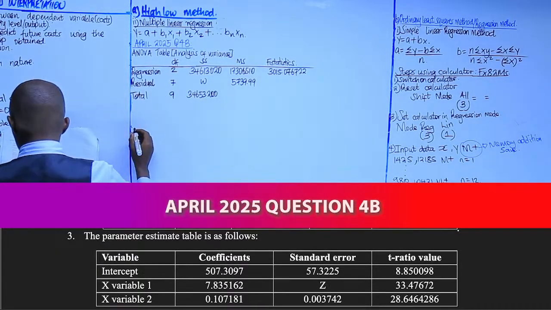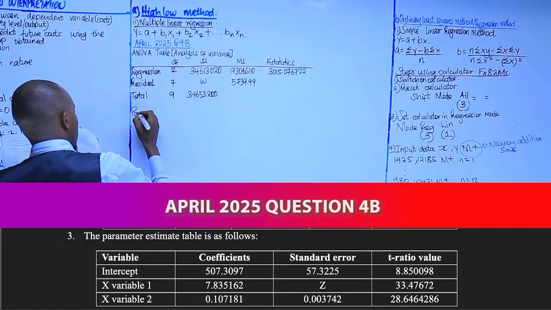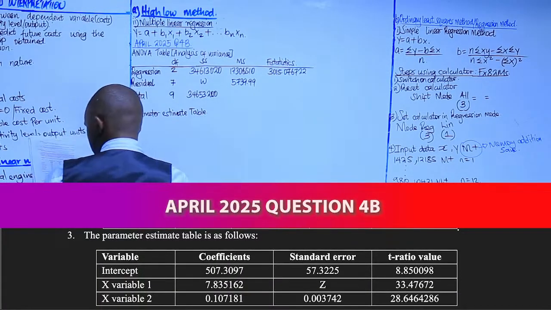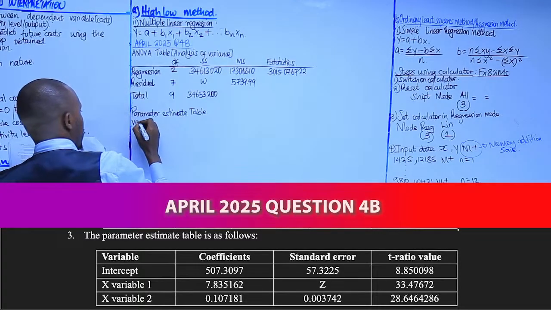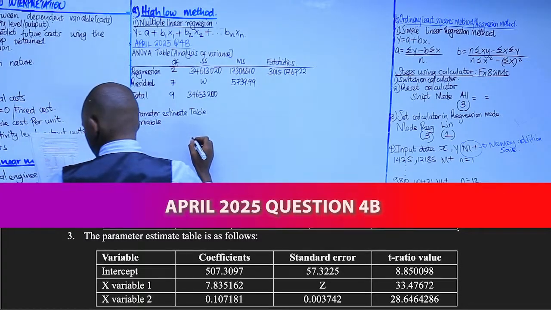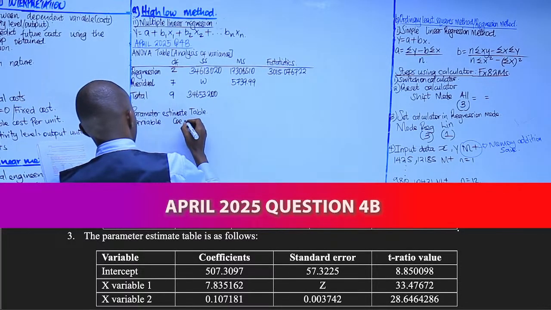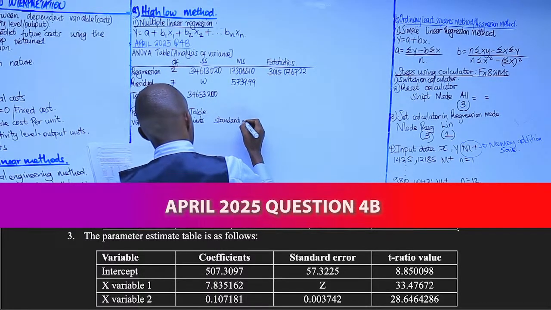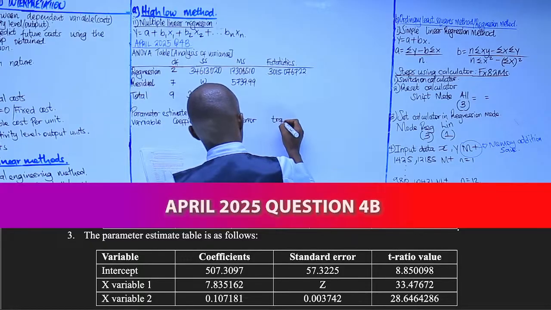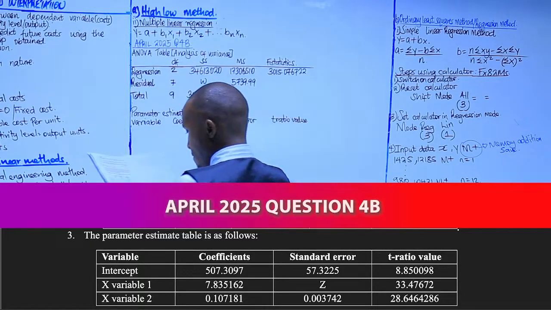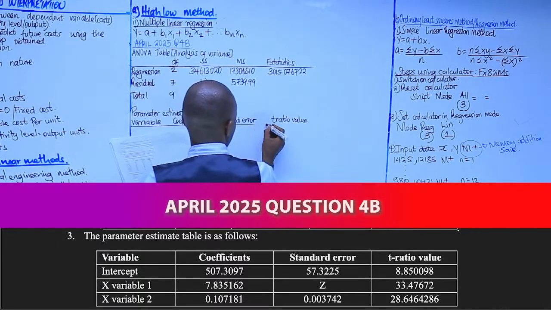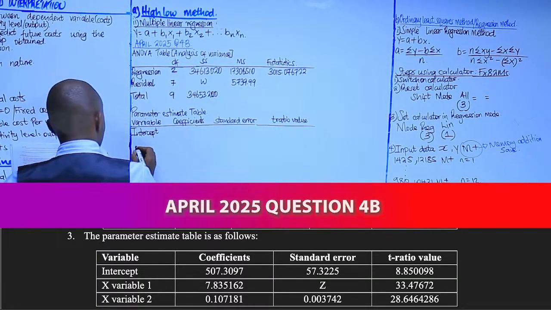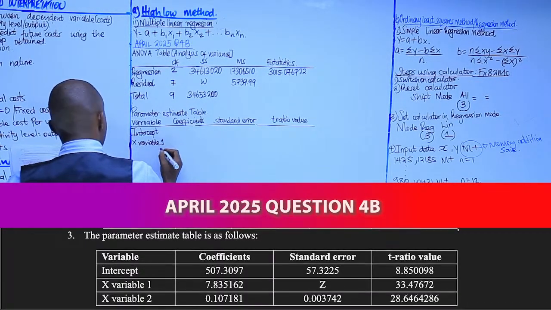Then you have your parameter estimate table. You will have your variable, coefficients, standard error, and your T ratio value of your intercepts, x variable 1, x variable 2.